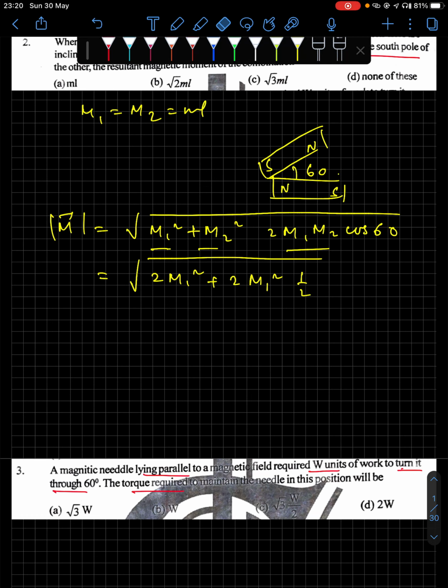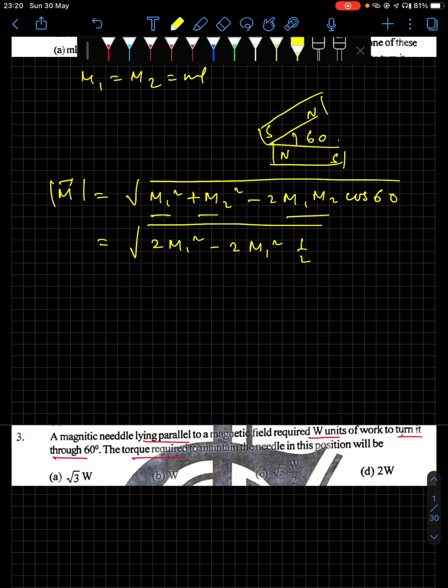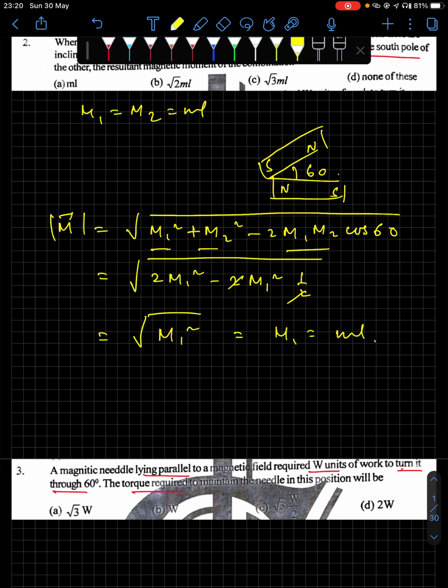This should be negative. Cos 60 is half. Now when unlike poles are touching each other, the relation has a negative sign. If it is like poles, then you have a positive sign here. You can check that in the theory. Now the half cancels, so you have the square root of M1 square, which is M1, and the M1 value is ML. So your answer is ML, option number A.